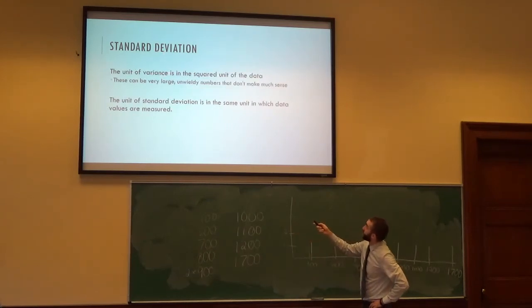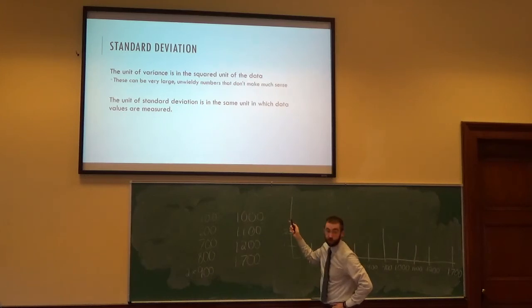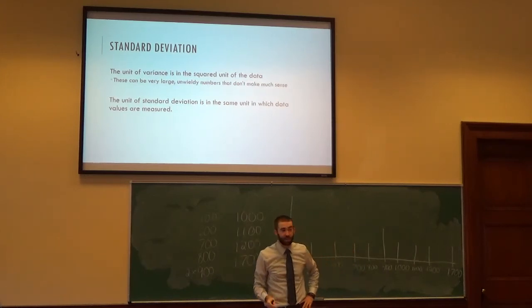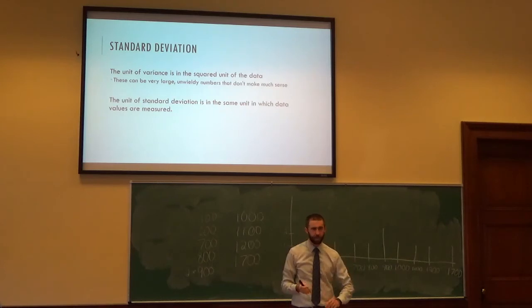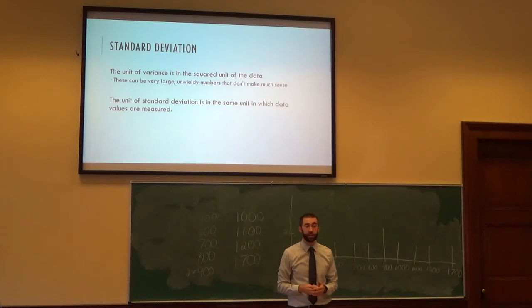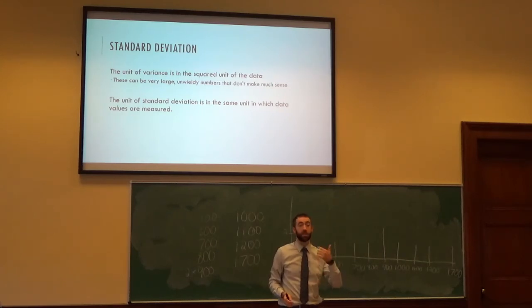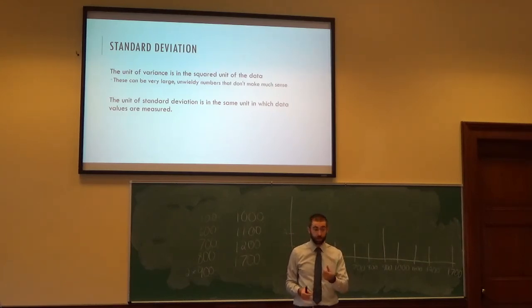The unit of variance is the squared unit of the data. These can be very large, unwieldy numbers that don't make much sense. We like standard deviations because they're easier for us to understand. A variance, the unit is the squared unit of the data. So let's say the data is measured in dollars or gonocedes, like we were talking about income. The variance would be in units of gonocedes squared. That doesn't have a lot of meaning to us. So we'll typically use the standard deviation. The standard deviation, the units, would be in gonocedes.